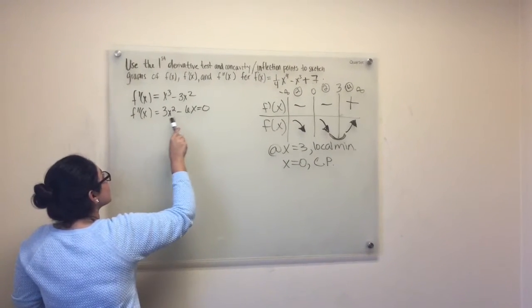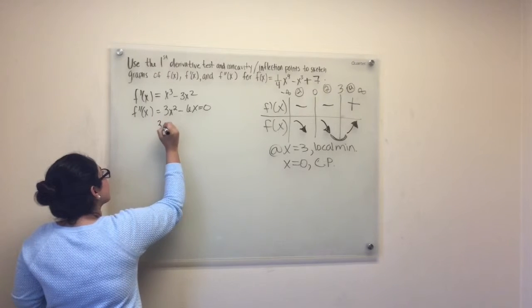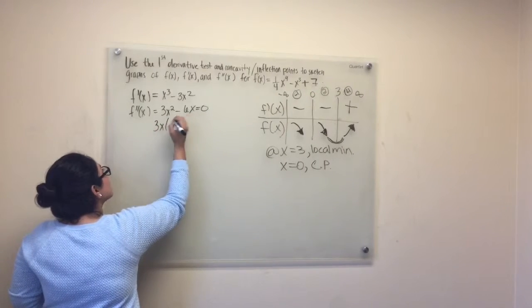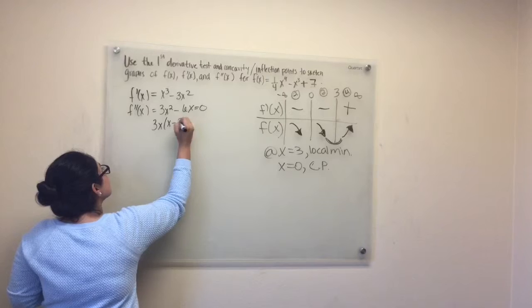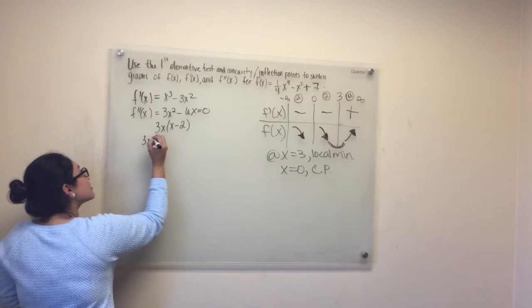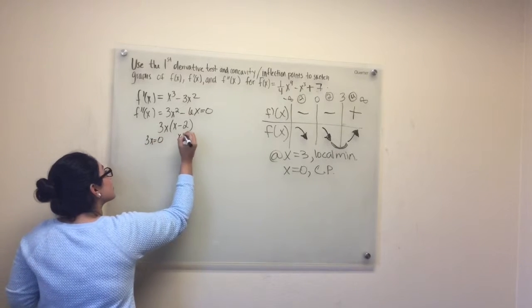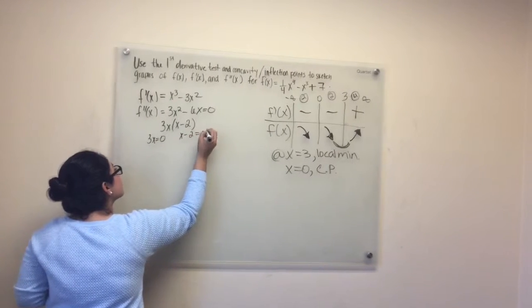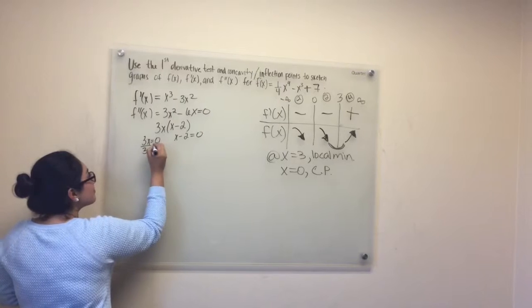Then we can see that we can factor out a 3x, so we have 3x times (x - 2). Now we set each factor equal to 0. So 3x = 0, and x - 2 = 0. We divide this by 3.